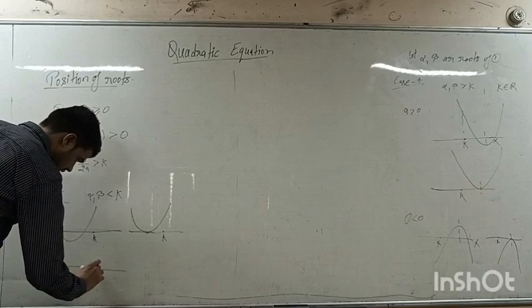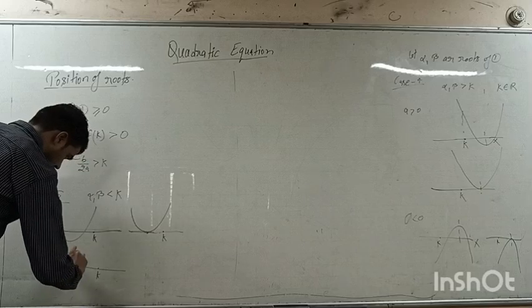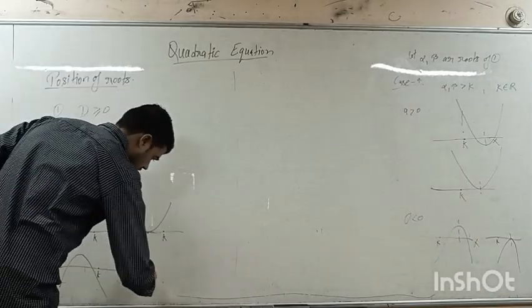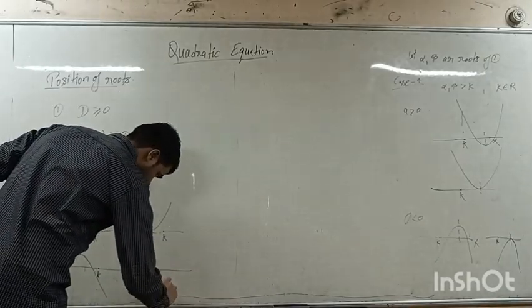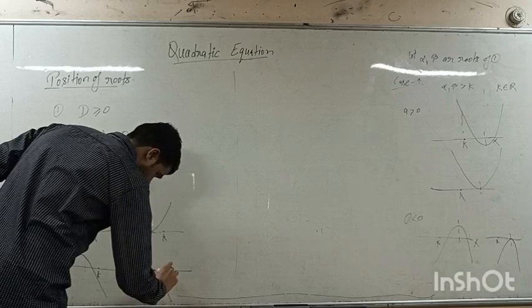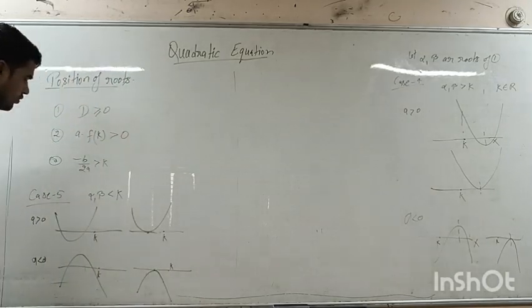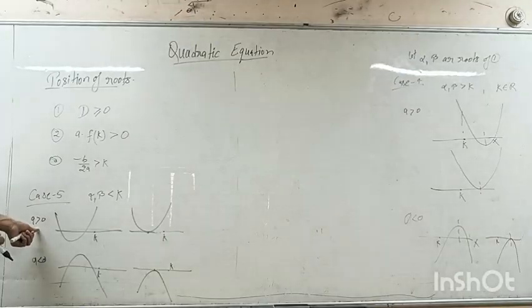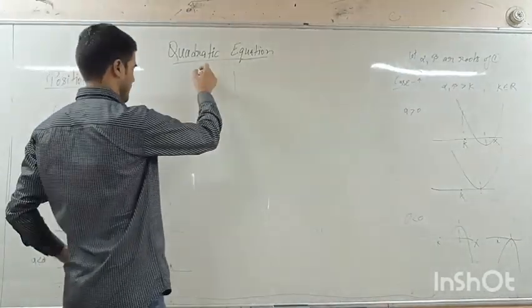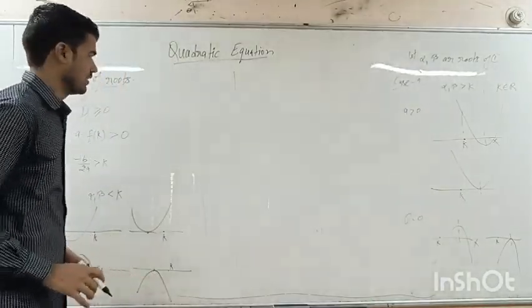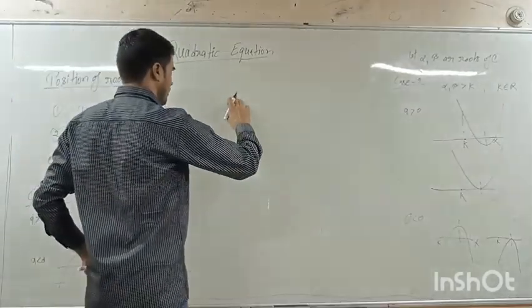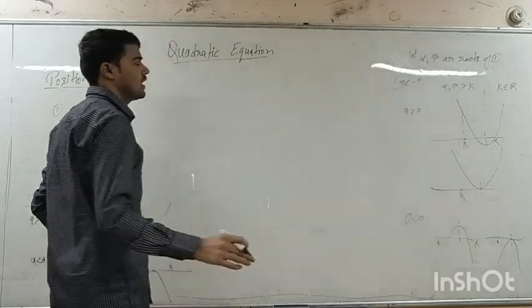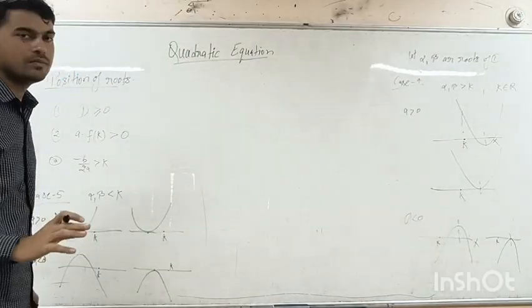If a is less than 0 and here is k, then the graph will be like that. Or if the roots may be the same, k is here. So what can we observe from there? First, D will always be greater than 0. This is a trivial condition, because initially we considered that alpha and beta are roots of equation 1.